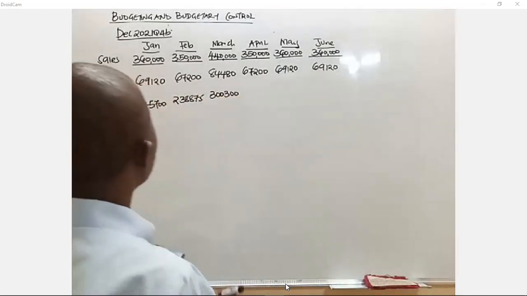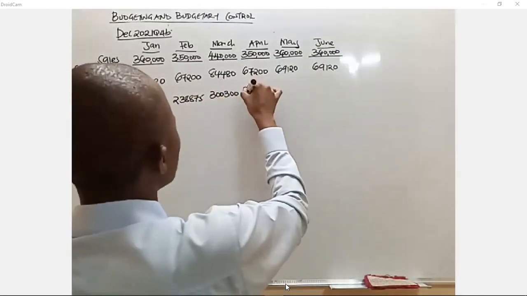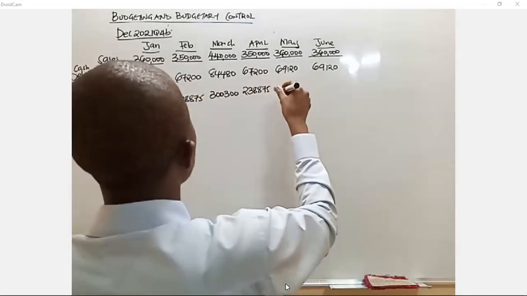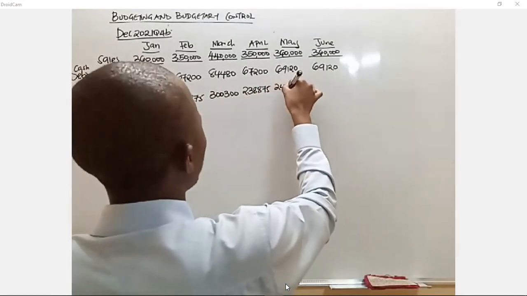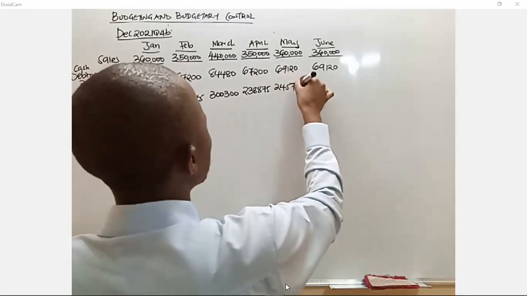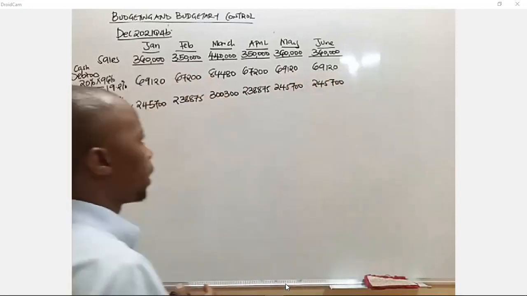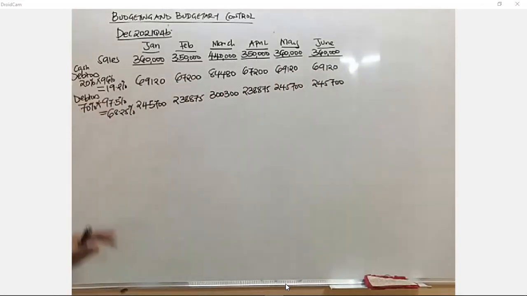But when you look at the 350,000, we have said it is 238,875. Here we are discussing 245,700, 245,700, 245,700.